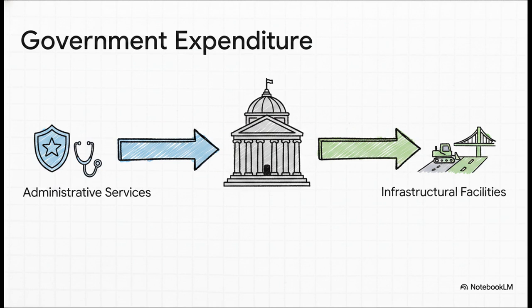First, you've got final consumption expenditure on administrative services. This covers law and order, defense, public health, and public education. Second, the government spends massively on infrastructural facilities. We're talking roads, railways, bridges, dams. And let's be real, the entire business sector relies completely on this infrastructure to actually produce and move their goods.